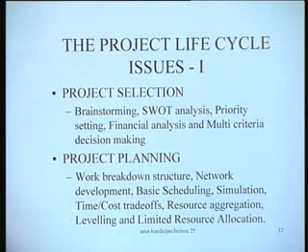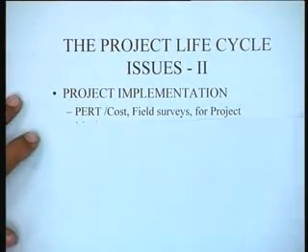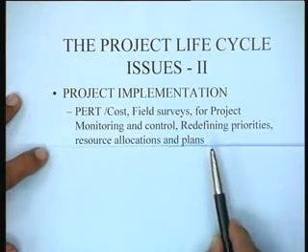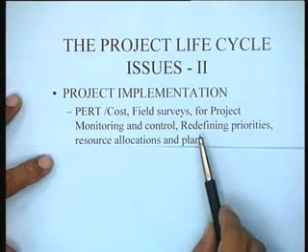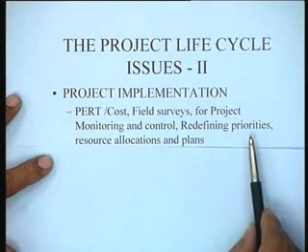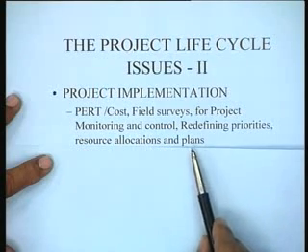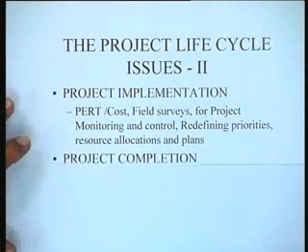Then at the stage of project implementation, what do we do? In the stage of project implementation, our basic tool is, let's say, PERT cost. We might be doing field surveys. For project monitoring and control, all these things would be done. We might have to redefine our priorities. We might have to do new resource allocations and make new plans. So these are the kinds of activities you'll be doing when you are doing project implementation.